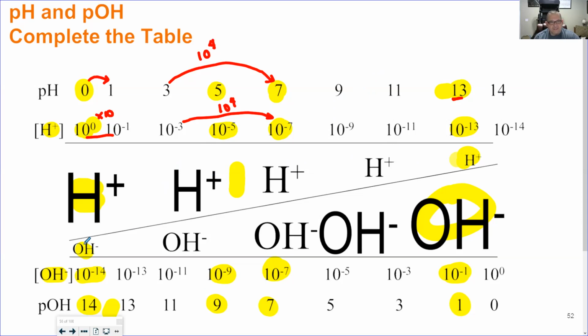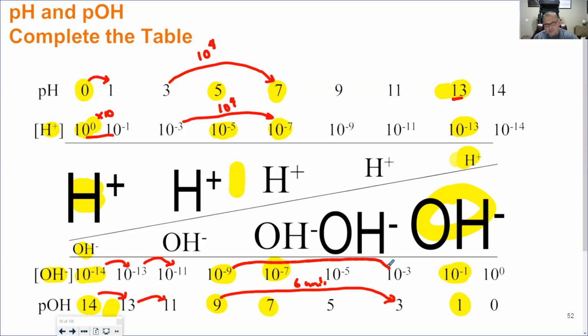Now, on the opposite side, these things would be small to start with, and every time I go up by a factor of 1 on the P function scale, it's getting a factor of 10 larger. If I do a step of 2, it gets 2 orders of magnitude larger. And if I went from 9 to 3, okay, that is a step of 6 units, and I would expect it to go up 6 orders of magnitude. So 10 to the minus 9th to 10 to the minus 3rd, so 10 to the minus 6th.